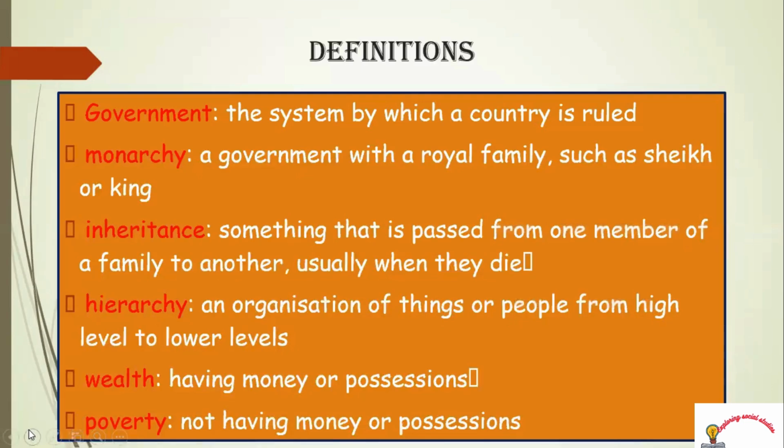Definitions: Government, the system by which a country is ruled. Monarchy, a government in which a royal family, such as a sheikh or king, rules. Inheritance, something that is passed from one member of a family to another, usually when they die. Hierarchy, an organization of things or people from high levels to lower levels. Wealth, having money or possessions. Poverty, not having money or possessions.